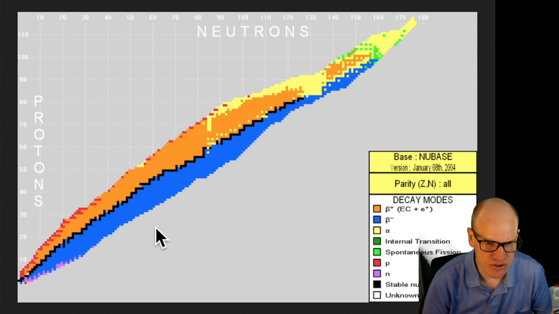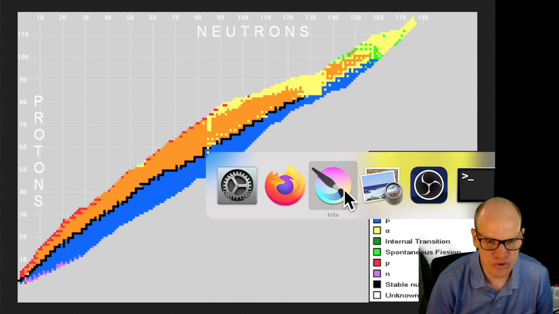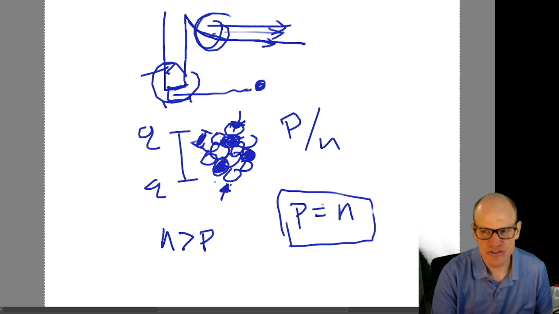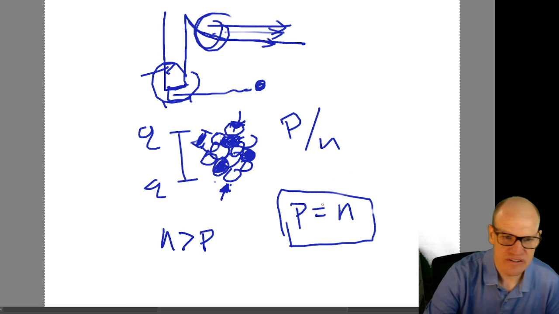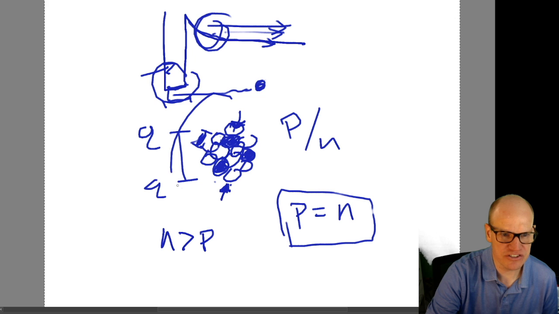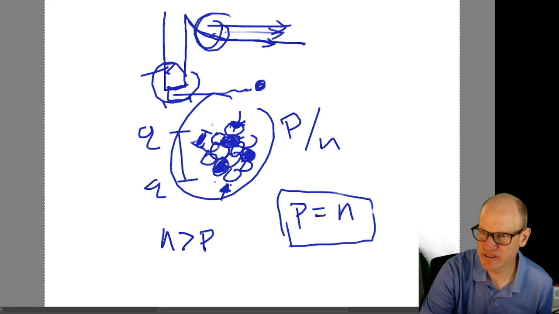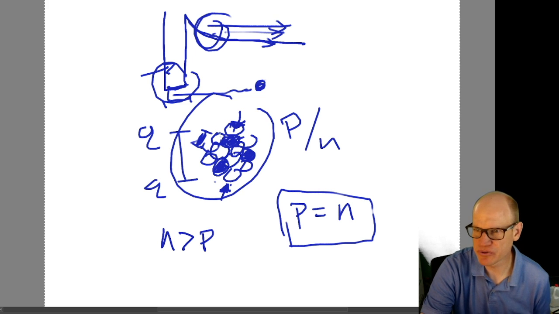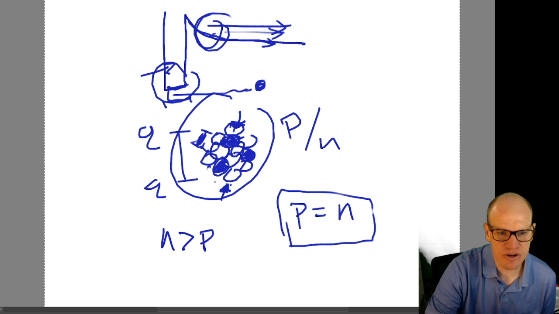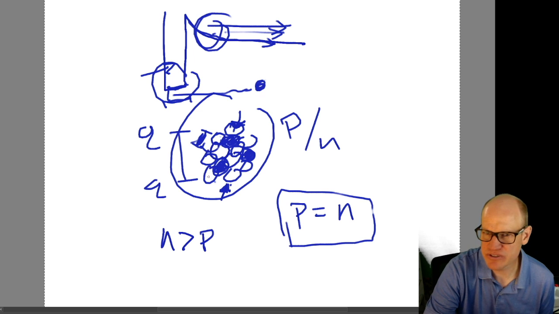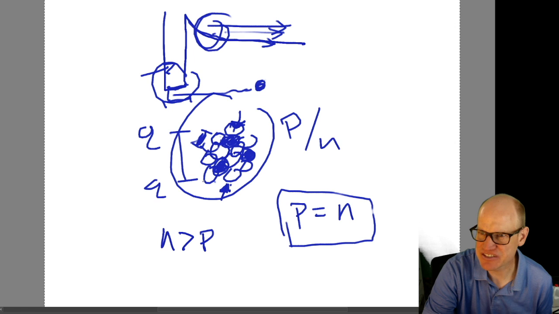A few things to note. When you add nucleons to the nucleus, you get a different nucleus. Okay, you have this collection of things. They're all bound together with the pion field, with this strong nuclear force. So these things are all bound together. If you add something else to that nucleus, it's a different nucleus. It is not the same nucleus.